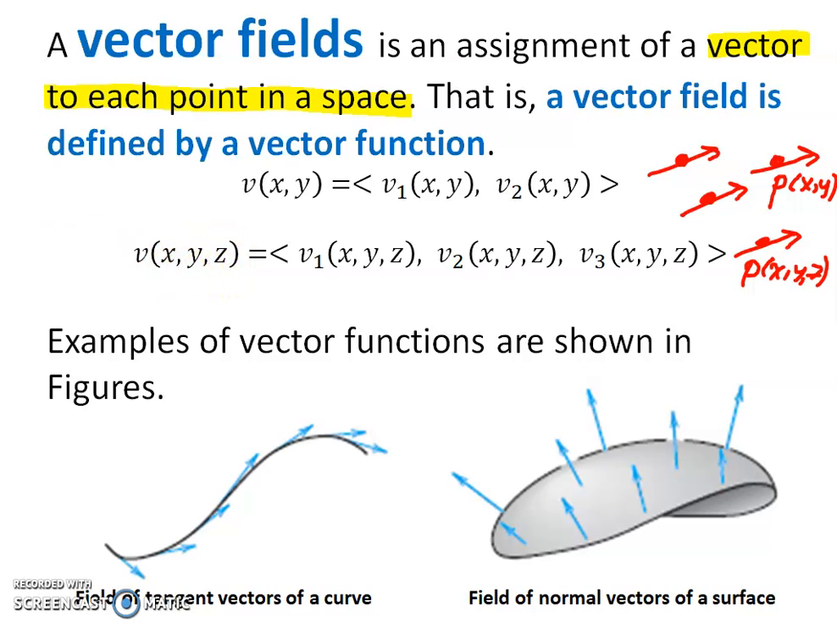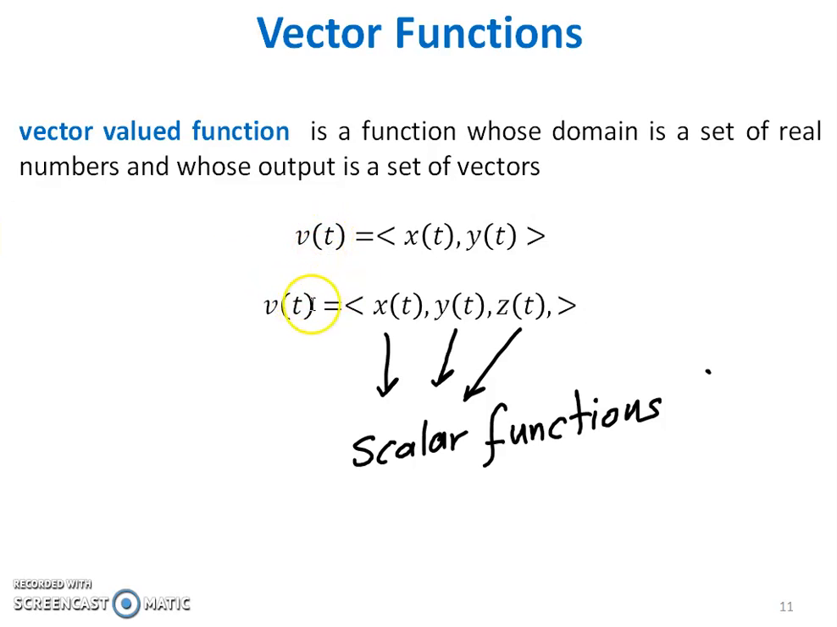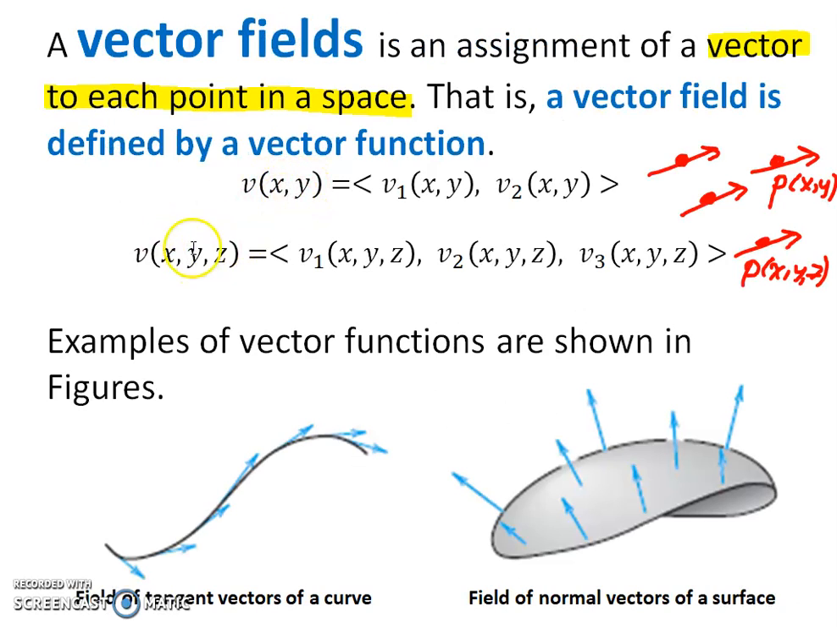But in a vector function, it is 1-dimensional. The input is a scalar, which is 1-dimensional. Here, the input is a point in 2 or 3 dimensions. Examples of vector fields are shown here. This is the field of tangent vectors of a curve, so we have a field of vectors. Also here, the field of normal vectors of a sphere.